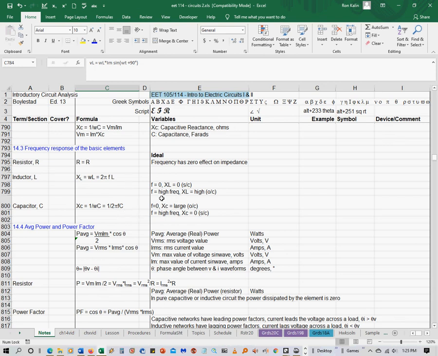So as you can see, when F is a high frequency, you have a high reactance here. As F goes up, the X sub L goes up. When F goes up in this equation, X sub C goes down. So for very high frequencies, the number in the denominator becomes large, and then X sub C becomes small.